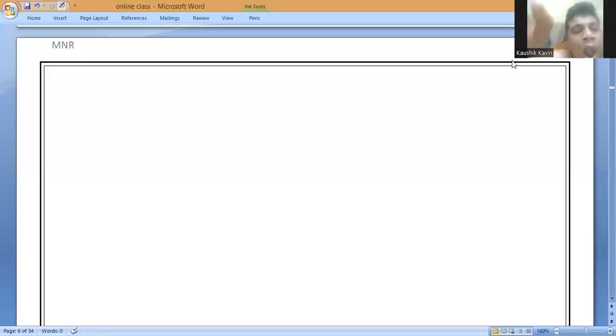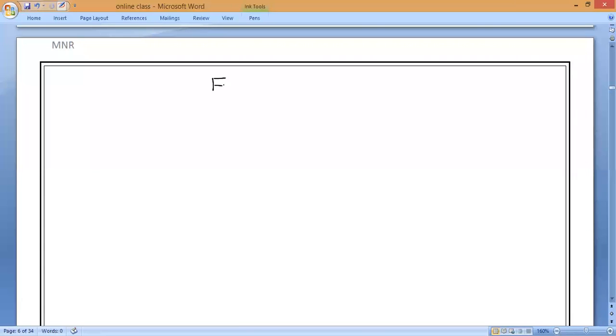Can anybody tell me what are the units of Newton's second law of motion? That is what we can say. Force is equal to m into a. Is it yes or no, guys? Mass into acceleration is the units of force.